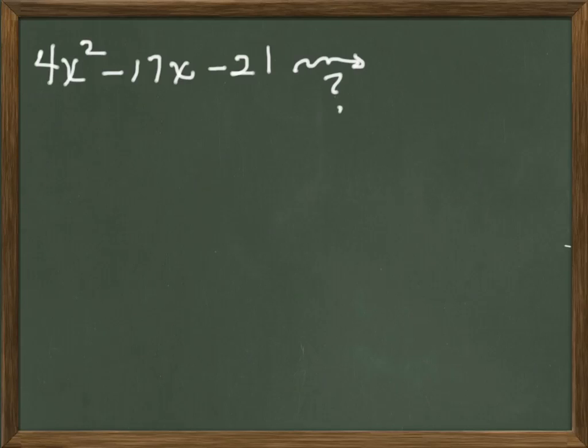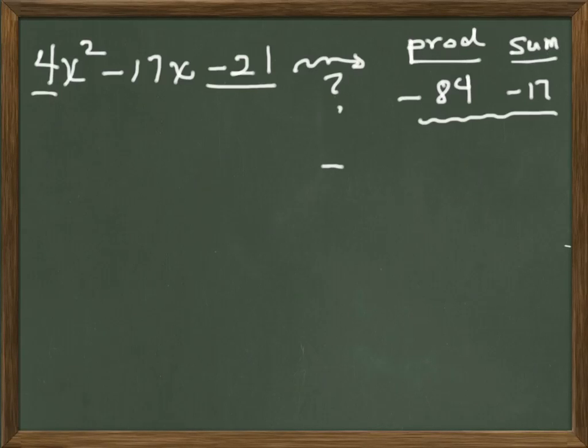So the next problem will be factor 4x squared minus 17x minus 21. All right, once again, we're going to be very mechanical about this. We're going to do the same set of steps over and over. So we ask ourselves what two numbers multiplied together are 4 times minus 21, which is minus 84, and added together are minus 17. All right, so let's take a look at the factors of 84.